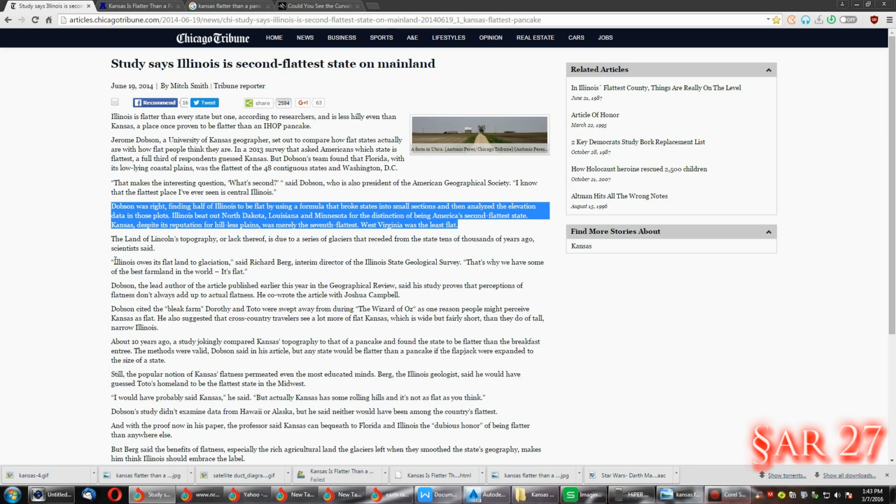And right here, Illinois owes its flat land to glaciation, said Richard Berg, interim director of the Illinois State Geological Survey. That's why we have some of the best farmland in the world. It's flat. Okay, now let's go on even further.